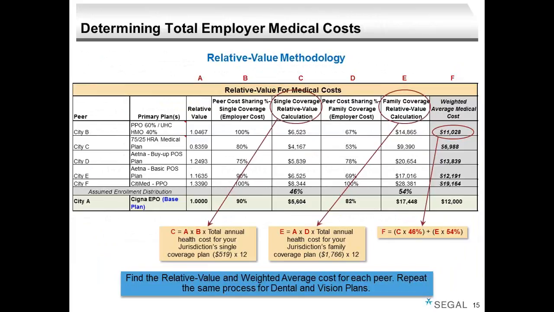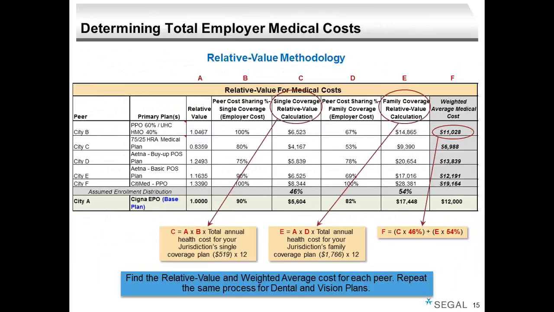You'll see the formula on the bottom that says C equals A times B times the total annual cost of your jurisdiction's coverage. So in simple terms, that dollar amount is the relative value, in this case 1.0467, times the fact that in this case the employer in City B is paying 100% of the cost, times City A's total cost of single coverage. You may remember I asked you, if you could, to remember the numbers 519 and 1766.